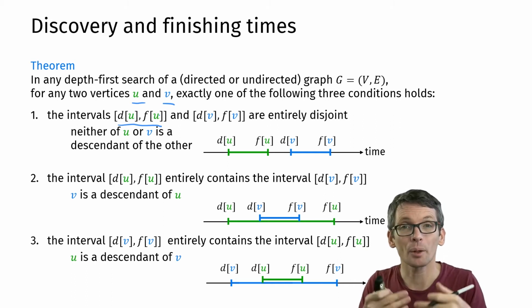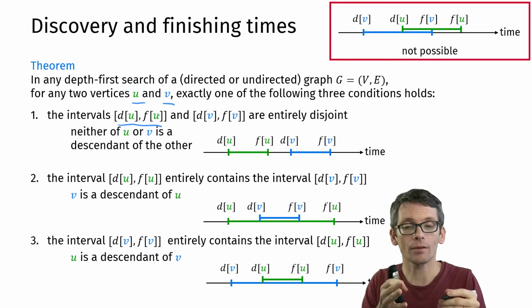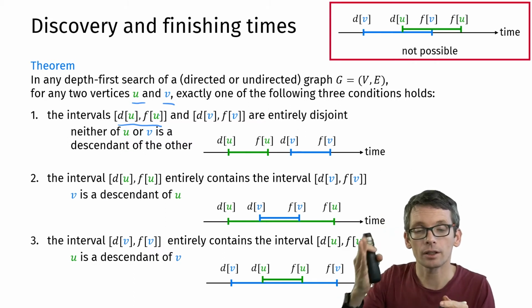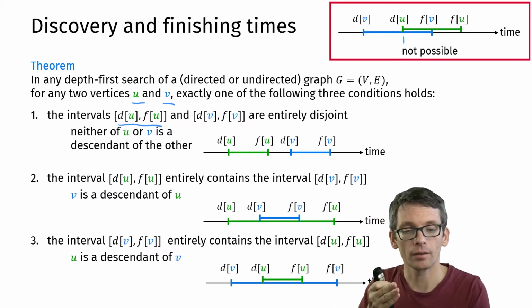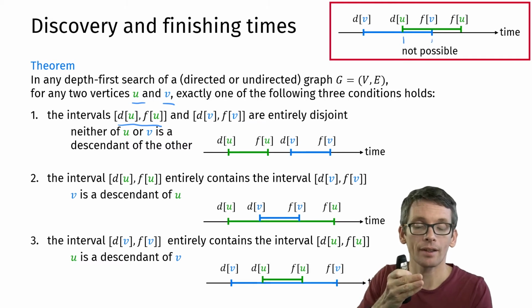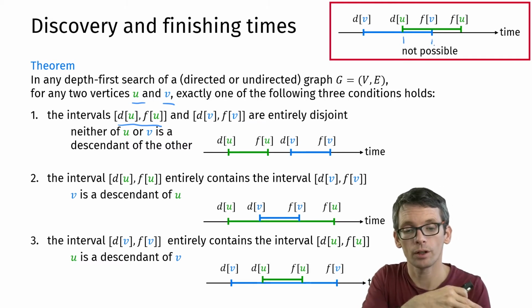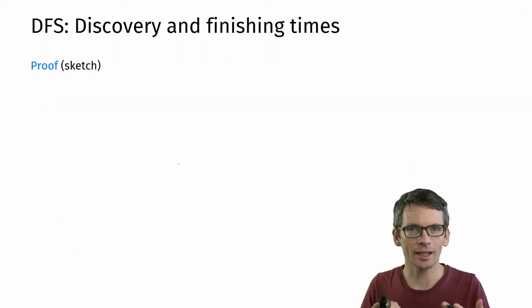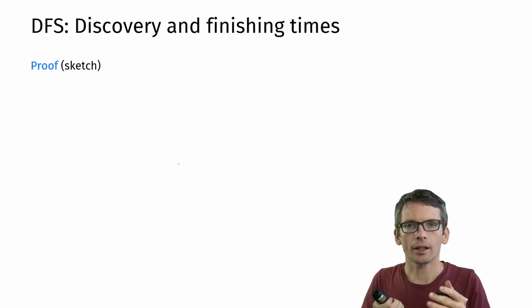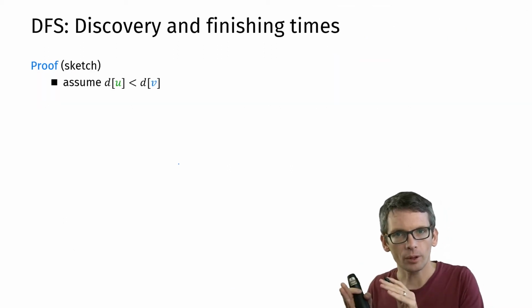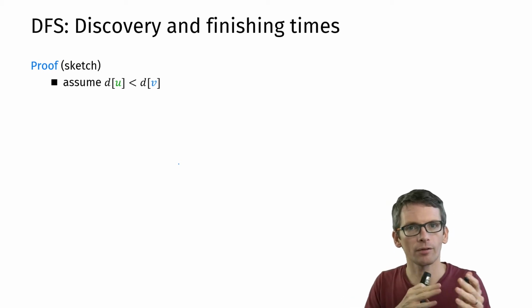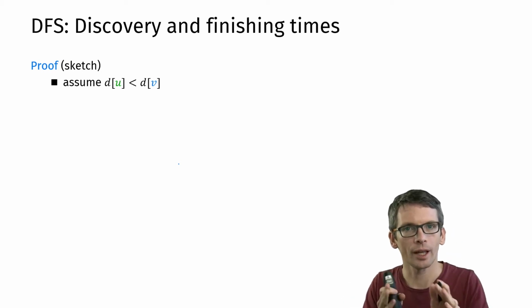In particular, what that means is I cannot have a case where I have the discovery time of v, then the discovery time of u, and then v finishes before u finishes. So let's sketch a proof of this, and we're going to assume that the discovery time of u is smaller than the discovery time of v, otherwise we can switch the roles. And now we have two cases.